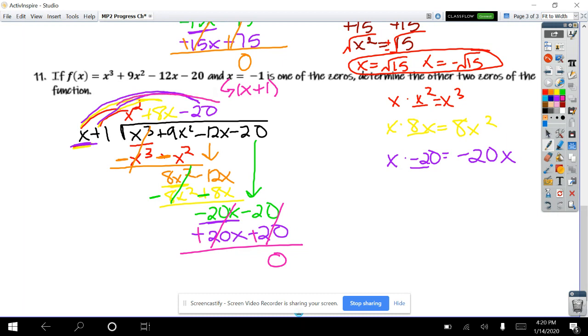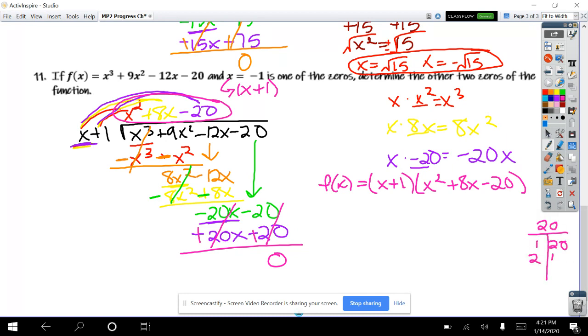Now, we have our quadratic, which is great, but we still have to factor it to find the other two zeros. So now we have f of x is equal to the factor we already knew, which is x plus 1. And then we have this quadratic, x squared plus 8x minus 20. To factor this, we need to find what multiplies to negative 20 and adds to 8. So I make a little factor tree, 1 and 20, 2 and 10, 4 and 5. And the difference needs to be 8, so that would be 2 and 10. And 2 should be negative so that they add to positive 8. So I end up with f of x equals x plus 1 times x minus 2 times x plus 10.